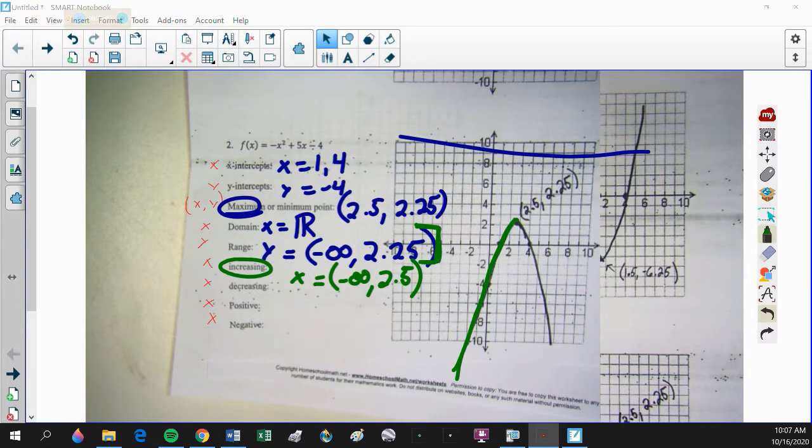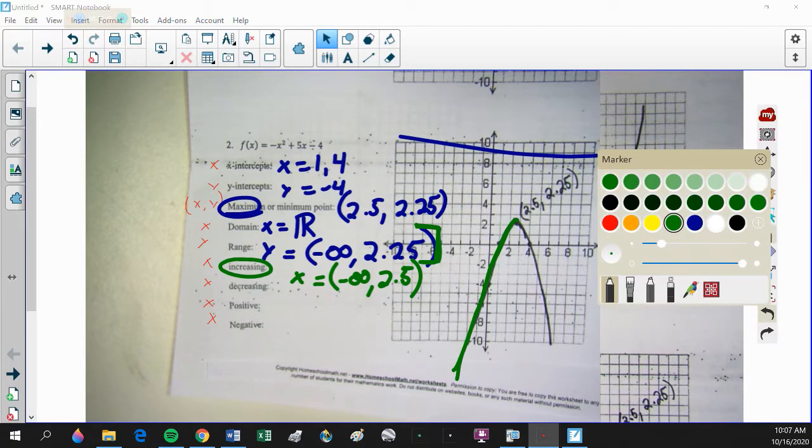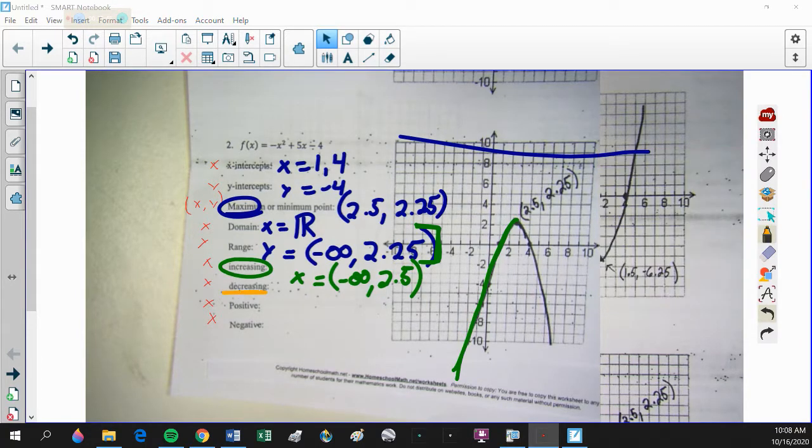Okay. Get a different color. Highlight decreasing. Where is the graph decreasing? The right side. Okay. We write x is equal to, when does the car start going down the hill? At 2.5. When does the car stop going down the hill? Forever.